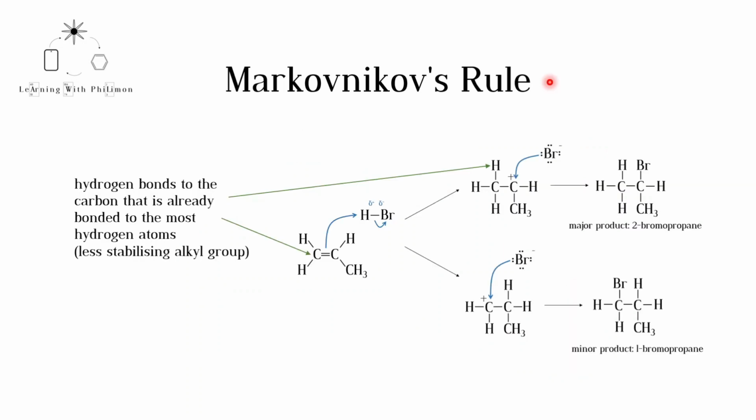A useful way to remember Markovnikov's rule is that to form the major product, the hydrogen of the hydrogen halide adds to the carbon that is bonded to the most hydrogen atoms. The reason for this is, of course, that if the carbon is bonded to more hydrogen atoms, it is bonded to less stabilizing alkyl groups. The halide ion then bonds to the second carbon that was involved previously in the double bond.